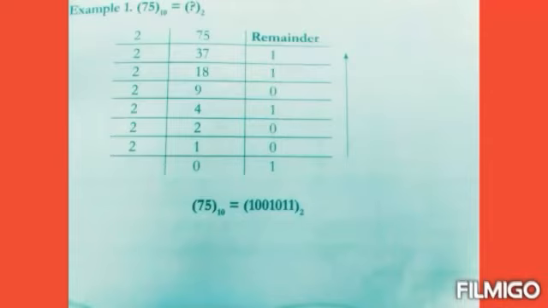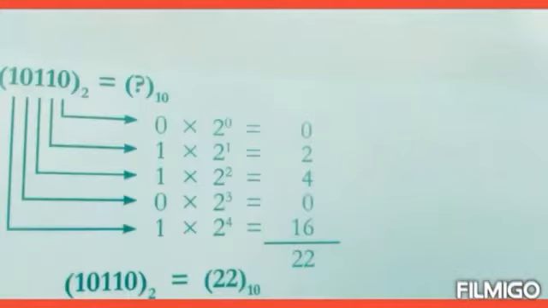Divide 4 again by 2. Its remainder comes 0 and quotient comes 2. 2 again divided by 2. When we divide 2 by 2, its remainder comes 0 and its quotient comes 1. 1 is written in the remainder series.